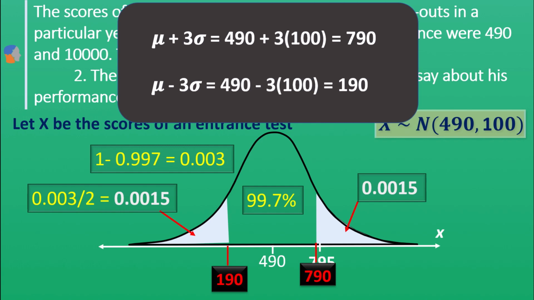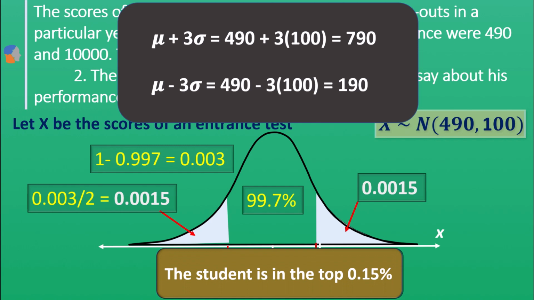Then what is our question? We need to find the right side area. So now we know already that it is 0.0015. Therefore, we can say the student is in the top 0.15%.